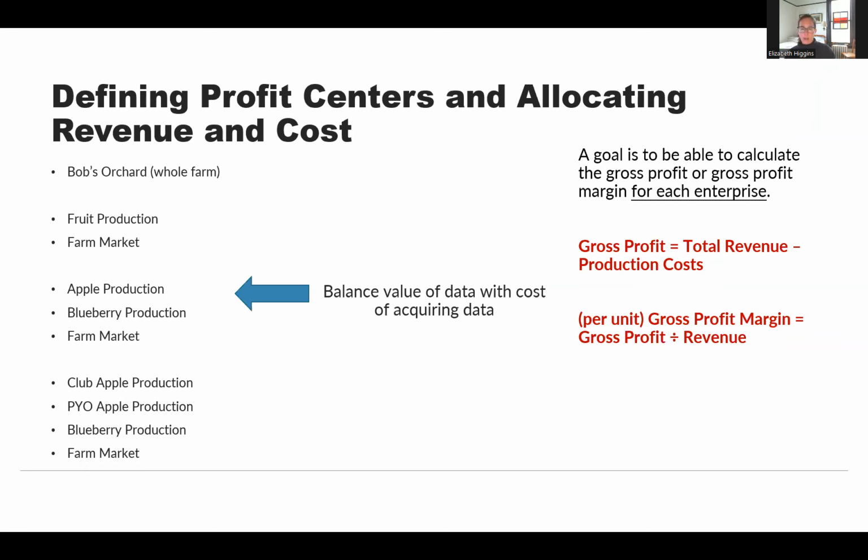Costs can be tricky to allocate at times, because often costs are shared among different enterprises. But one of the goals of defining these profit centers is to be able to calculate the gross profit or gross profit margin for each enterprise and see how that contributes to or compares with overall farm profitability. It can help you determine which enterprises seem to be lagging, which ones seem to be doing really well, and whether there are areas you might want to either divest from or invest more in.